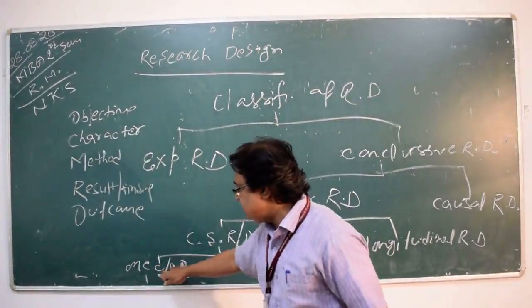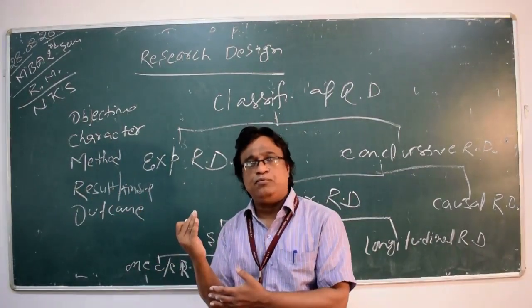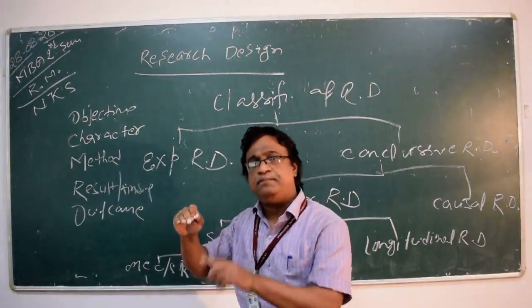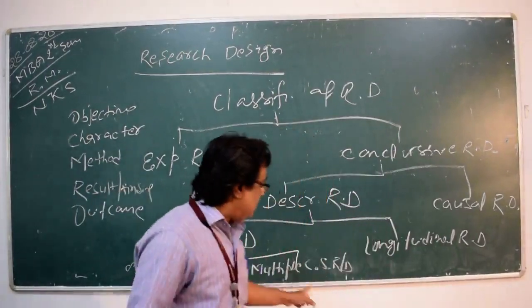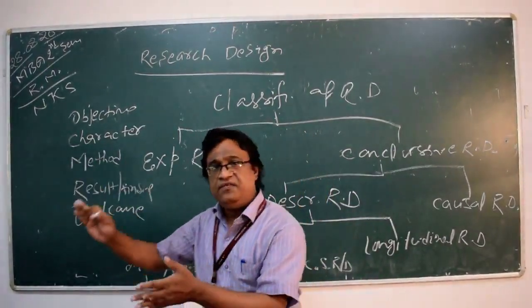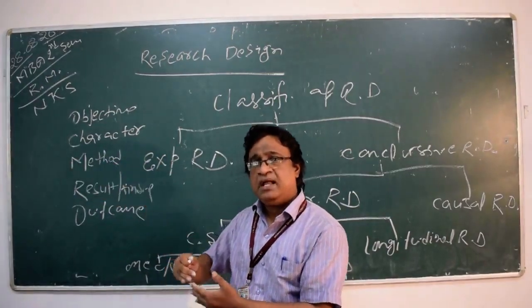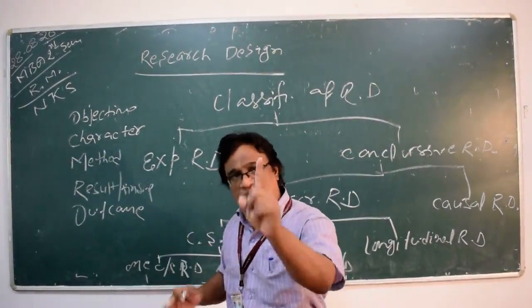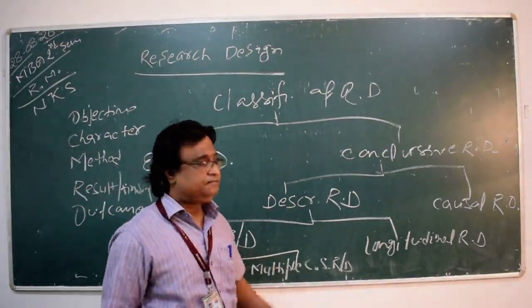Single cross-sectional means if we draw only one sample from the population and get information from that sample once, that is known as single cross-sectional design. Multiple cross-sectional design: if we draw two or more samples from the population and get information from each sample once, then that is known as multiple cross-sectional design.